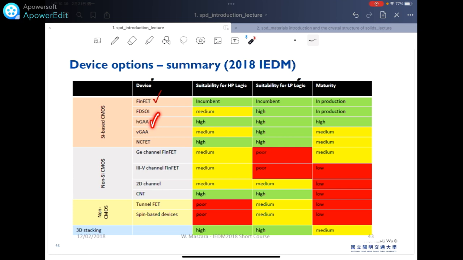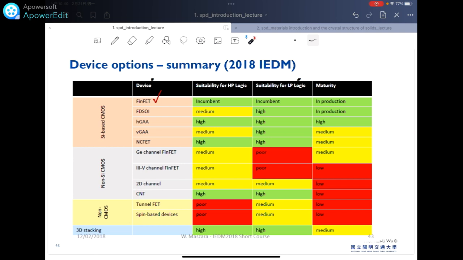The horizontal gate all around. This is a vertical gate all around. And this is a negative capacitance FET here. And we also have the non-silicon-based CMOS that we already explained a bit before, like a germanium channel, a III-V channel, a 2D channel, a CNT, which is a carbon nanotube. And also there is non-typical CMOS, where we also mentioned the tunnel FET or spin-based devices here.